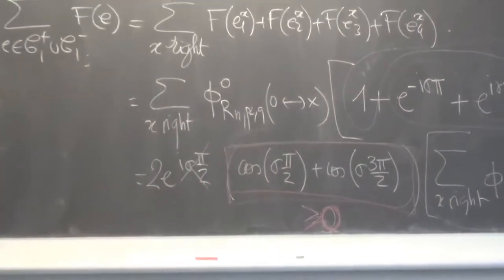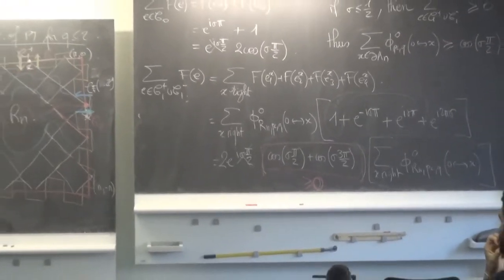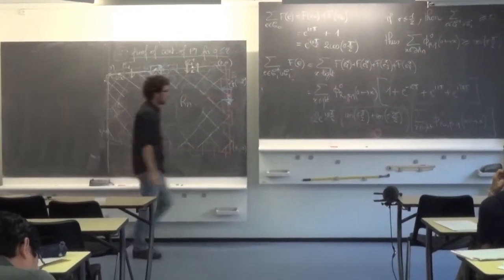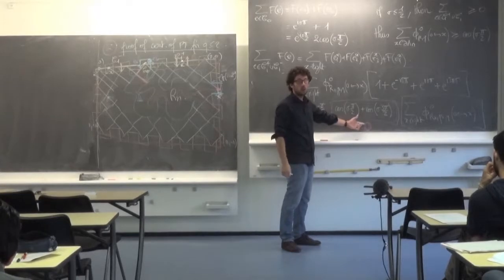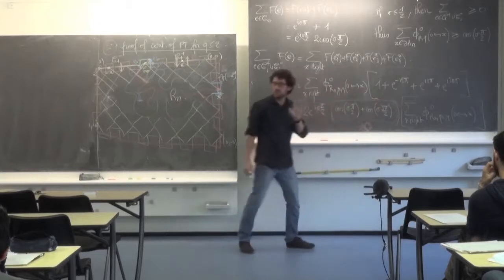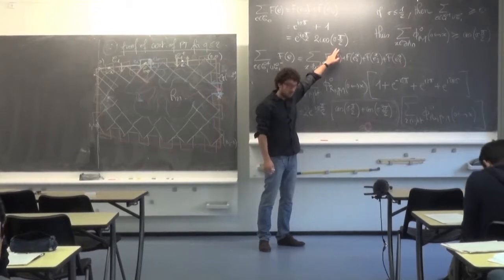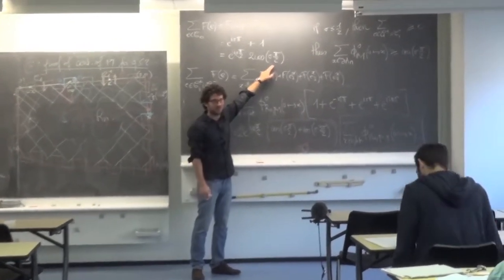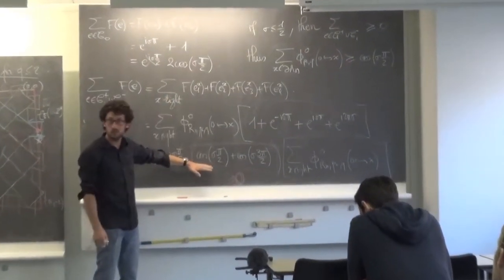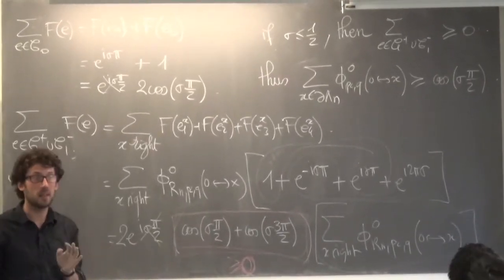Okay, so now for q larger than 2, we are facing a problem with the strategy. Because here, if we get a negative sign, then it could be that this big sum here is basically tending to cos sigma pi over 2. So it could converge to that, and therefore this plus this could actually tend to 0. Maybe it doesn't, but maybe it does.